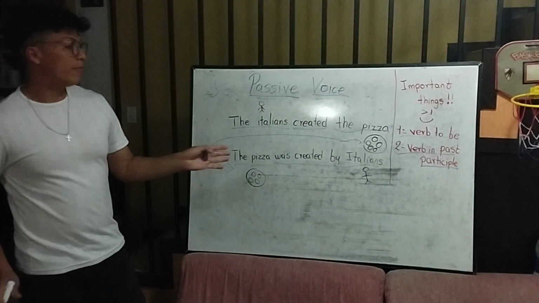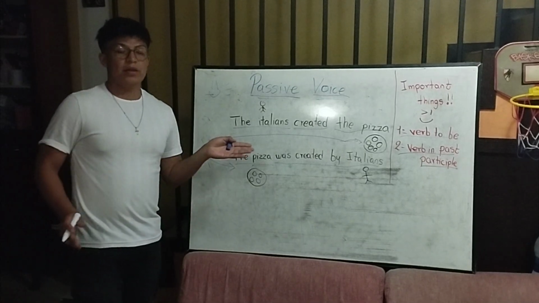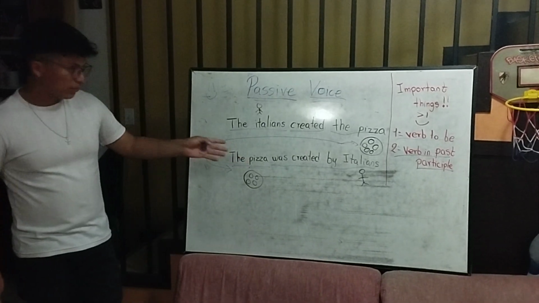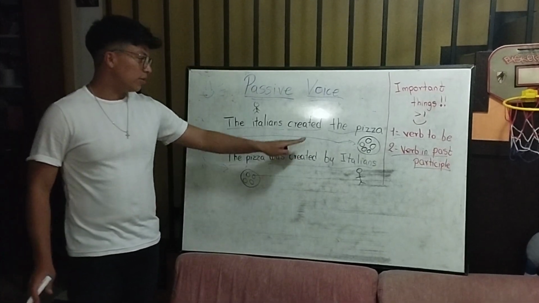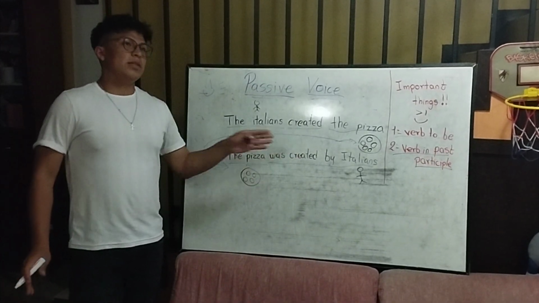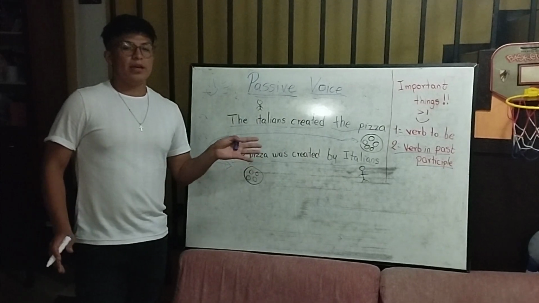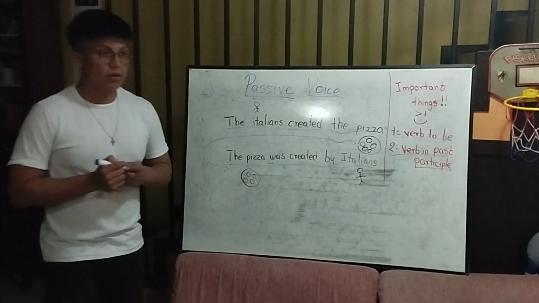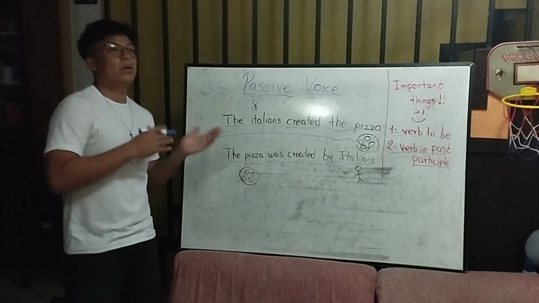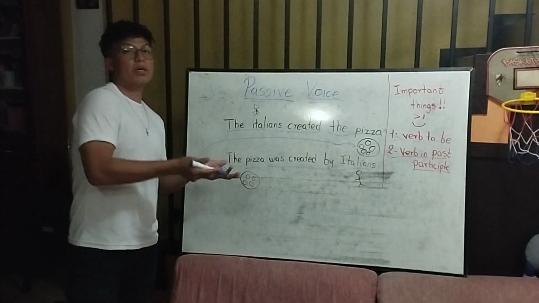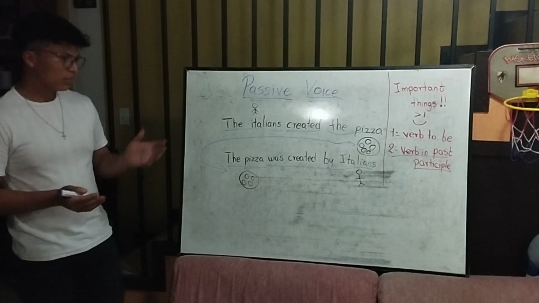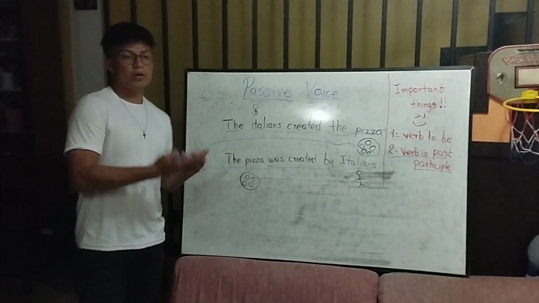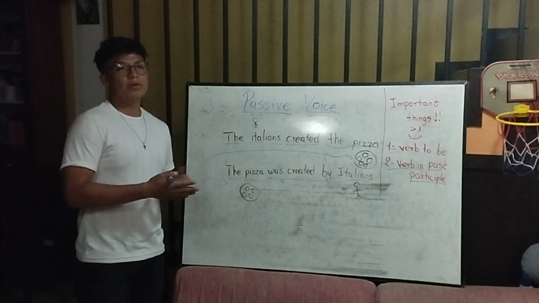For example, the verb in past participle in this sentence is created. It is the third form of whatever verb. For example, wake, woke, and woken. Woken is the third form of the verb. Another example is go, went, and gone.